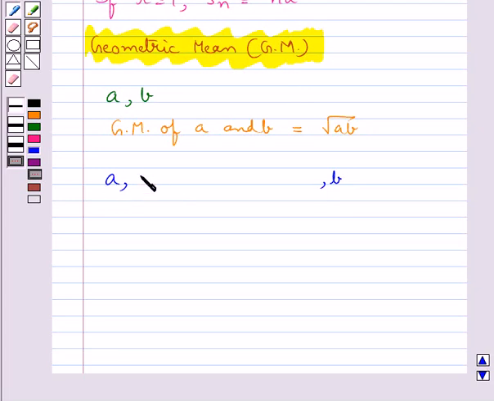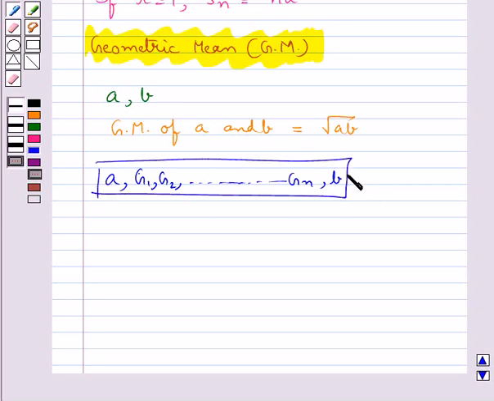Like suppose we insert the terms G1, G2 and so on up to GN between the numbers A and B, then this resulting sequence would be a geometric progression or a GP. Now the total number of terms of this GP would be N plus 2, since we have N numbers inserted between the two numbers A and B, so this N plus the two numbers A and B, total becomes n plus 2 terms.